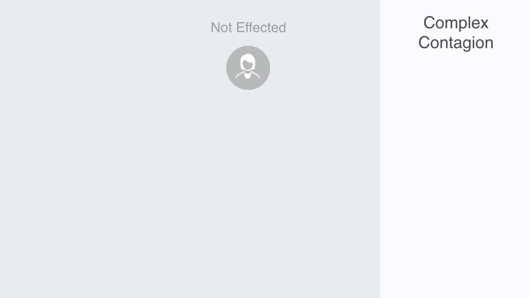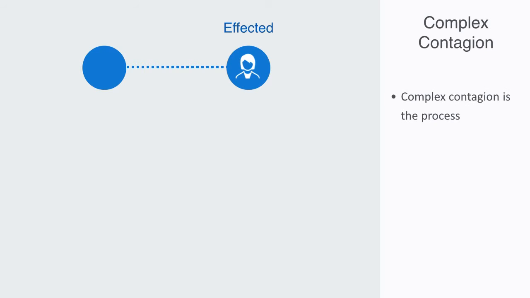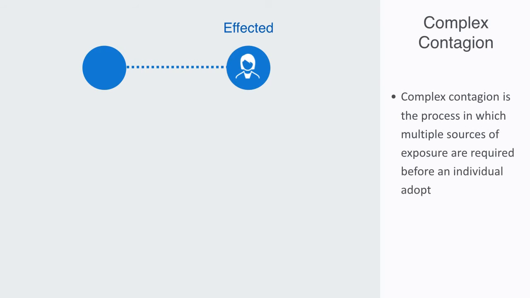Lastly, we'll just touch upon the topic of complex contagion. The simple contagion model we've been describing so far is essentially binary, meaning either a node is affected or not, and within this model, all that matters is whether one other node affects it or not. Complex contagion, in contrast, is the process in which multiple sources of exposure to a phenomenon are required before an individual adopts that change in state.